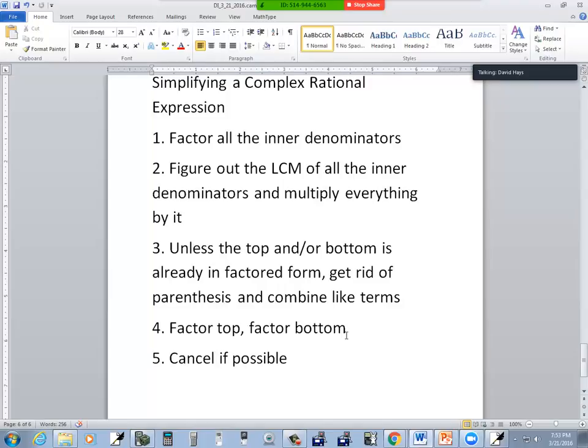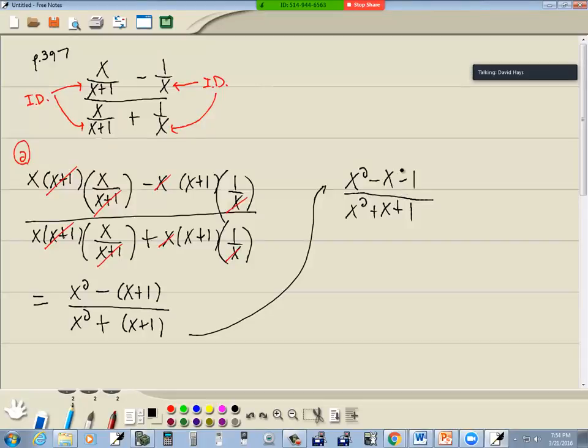Step 4. Factor the top, factor the bottom. Well, these don't factor at all. If I tried to do the PSD on these, it wouldn't work. So this is actually our answer. You can't go any further there. And that would be how to simplify a complex rational expression.